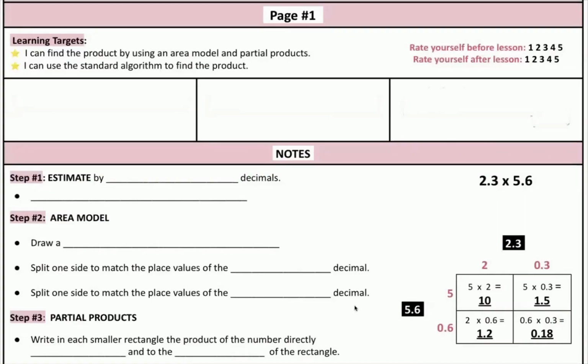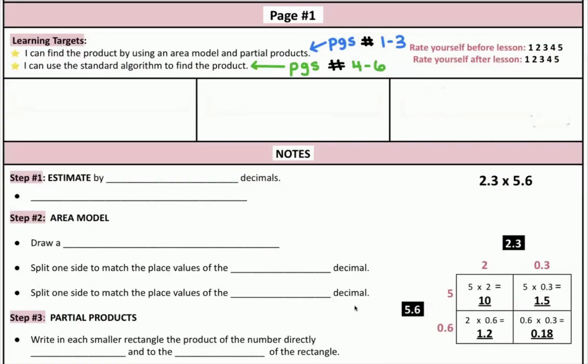Let's get started. Our learning targets today are: I can find the product by using an area model and partial products. We're going to work on that on pages 1 through 3 today. And then our second learning target is: I can use the standard algorithm to find the product. We're going to work on that in pages 4 through 6.